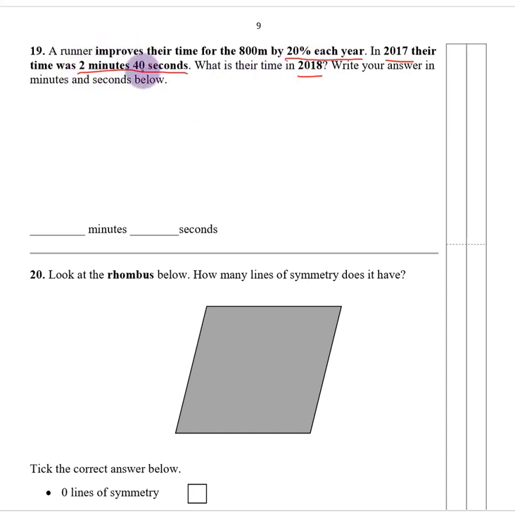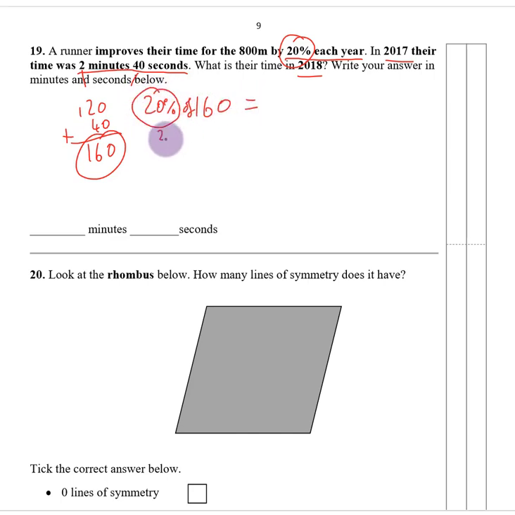Now 2 minutes 40 seconds, we need to change it all into seconds first of all. And that'll make life a little bit easier for us. So in 2 minutes we've got 120 seconds, and then we've obviously got our 40. So 2 minutes 40 seconds is the same as 160 seconds. So we're going to find out 20% of this and then subtract that, because if they're improving their time, it means it will get less. So we'll do 20% of 160. Now 20%, some of you mightn't recognise that this is the same as 2/10, some of you might recognise it's the same as 1/5.